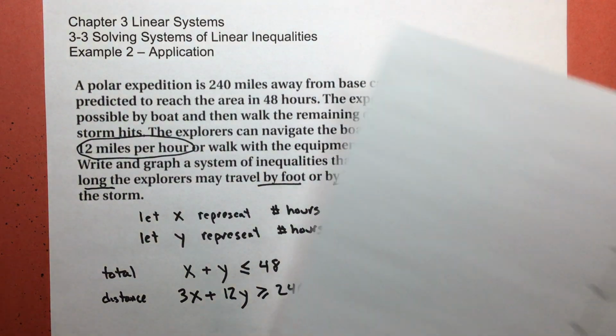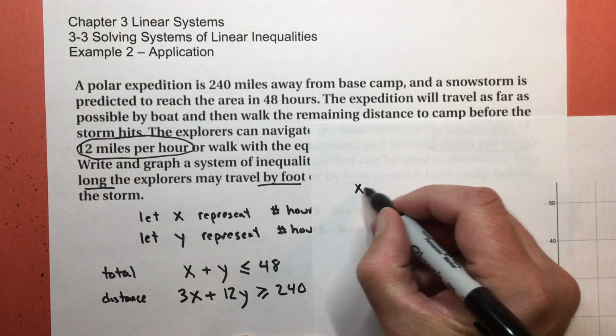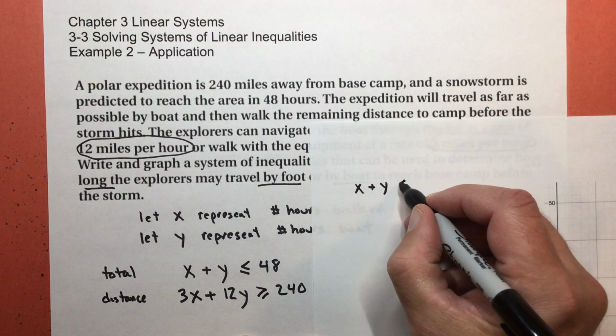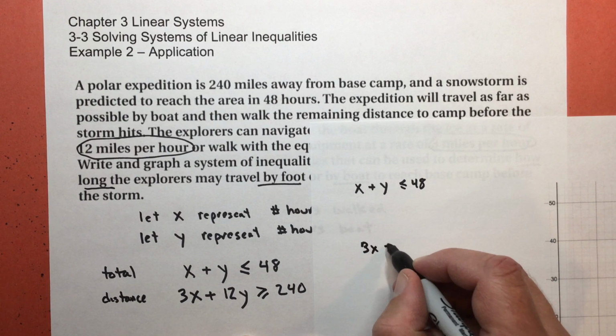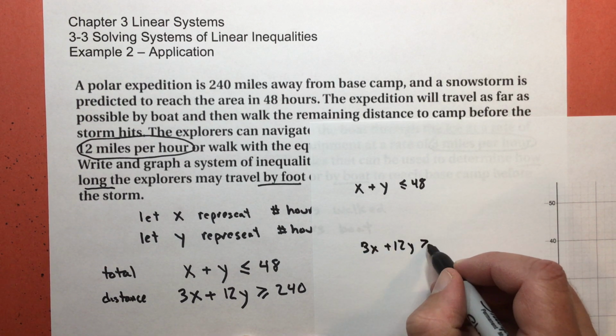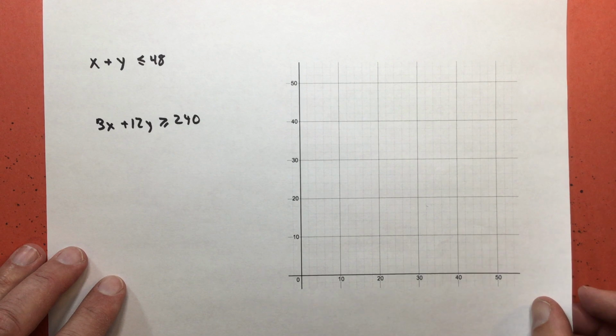So now we're going to graph that, and I need a separate sheet of paper because my graph is kind of big. But first I'm going to write this down. X plus Y is less than or equal to 48, and 3x plus 12y is greater than or equal to 240. I'll move that out of the way. All right, so let's graph that.